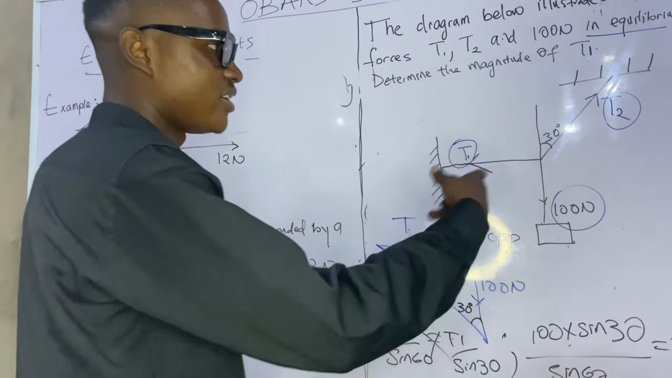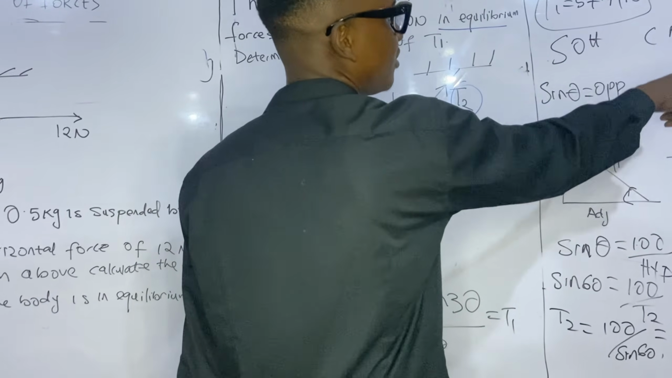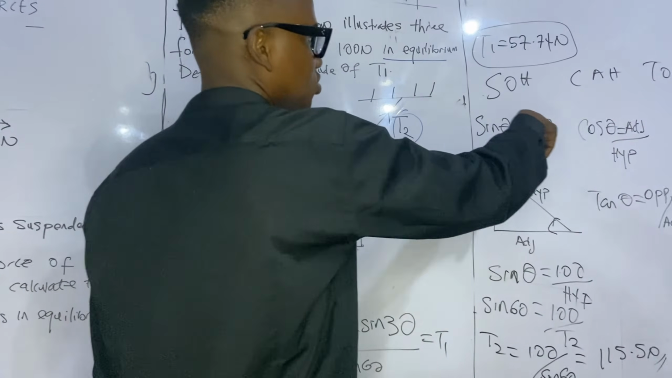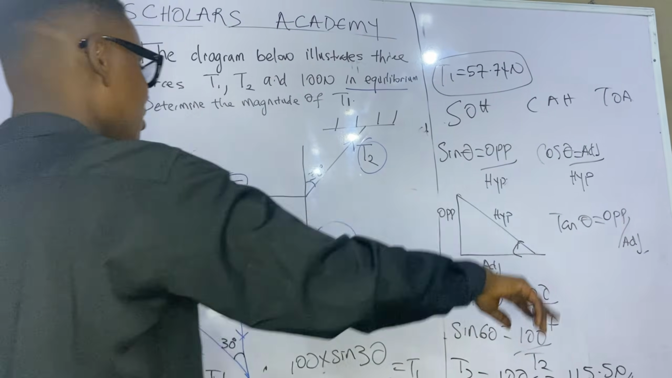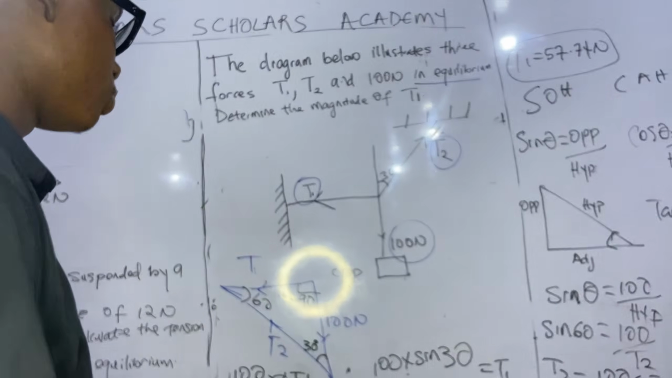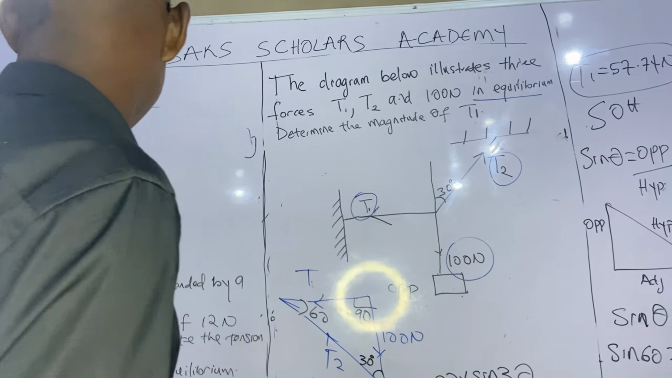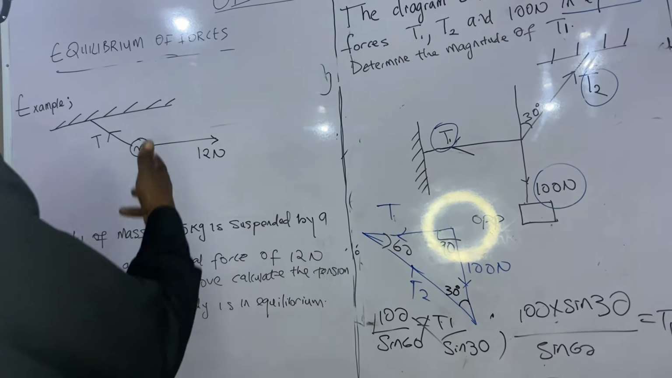Just look at what is available. If you have opposite and hypotenuse, adjacent and hypotenuse, or opposite and adjacent, it will determine the one you use. Maybe it's sine theta, maybe it's cos theta, maybe it's tan theta. But any one out of the two that works for you is fine. They will both give you the same answer. So let's look at this question.